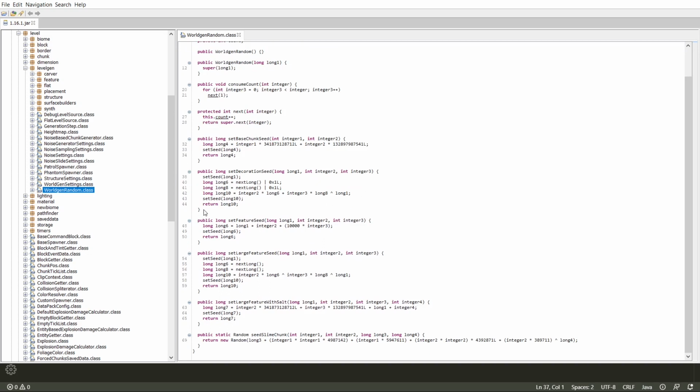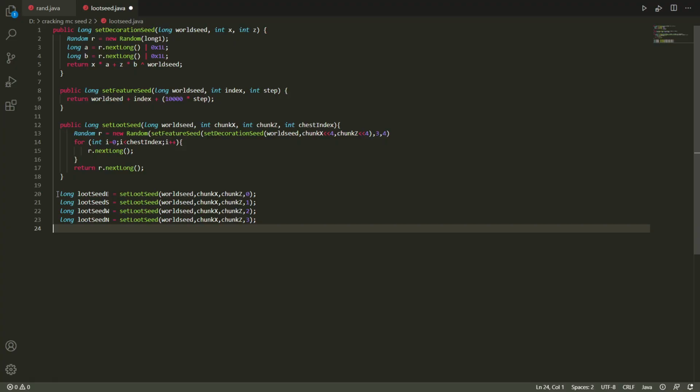Each chunk, or 16 by 16 block area, has a population seed that depends solely on the world seed and chunk's coordinates. A small salt, which is 40,003 for desert pyramids, is added to the population seed, and then an instance of the Java random LCG is seeded with the result.